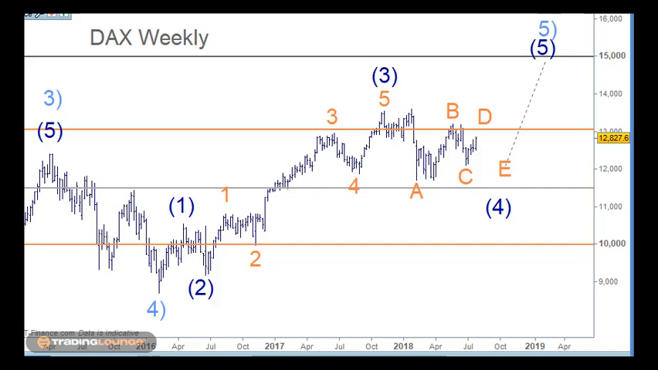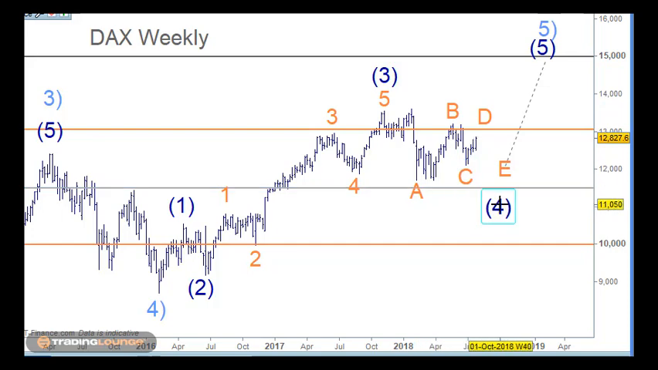Welcome to Trading Lounge and the European indices, starting with the DAX. We're looking at the weekly chart, so let's have a look at the bigger picture. We've got primary wave 3, primary wave 4, and we're looking all the way up here for wave 5. Within that, we're looking for a 5-wave structure of intermediate degree, with wave 1 and 2 here, then 5 waves up for wave 3, and then we're looking for wave 4.